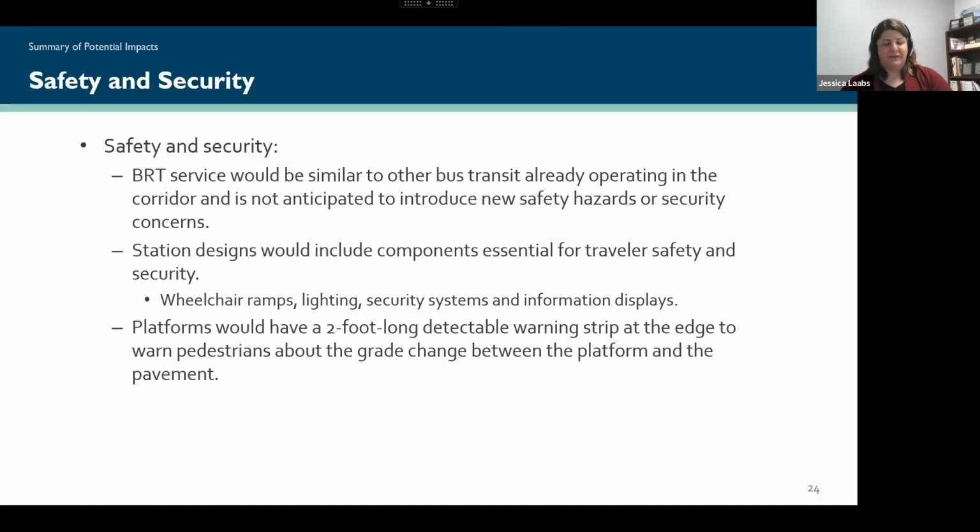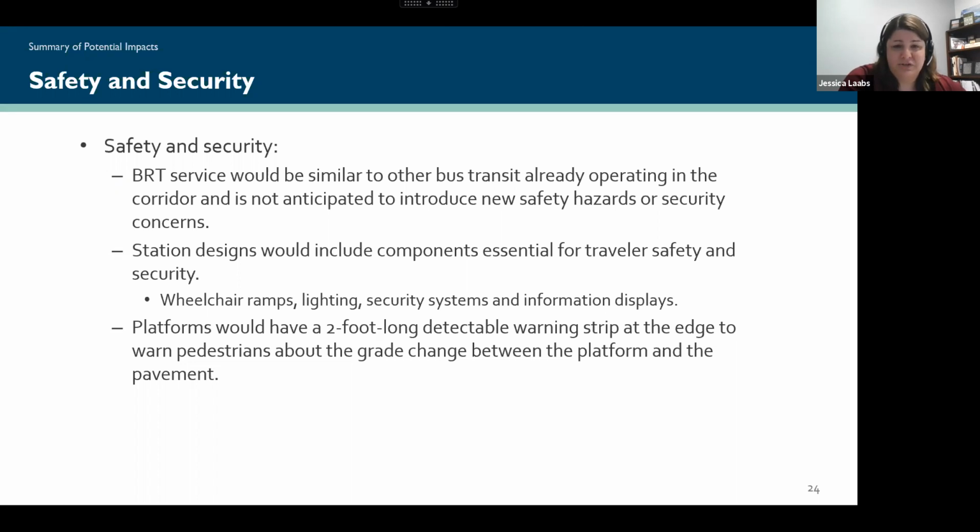And then finally, another element that we always look at with the transit project is relative to safety and security. So implementing BRT in this corridor would be pretty similar to other bus lines already operating. And we're not anticipating introducing any new or different safety hazards or security concerns. In fact, with BRT, there's maybe a little bit higher level of amenity.